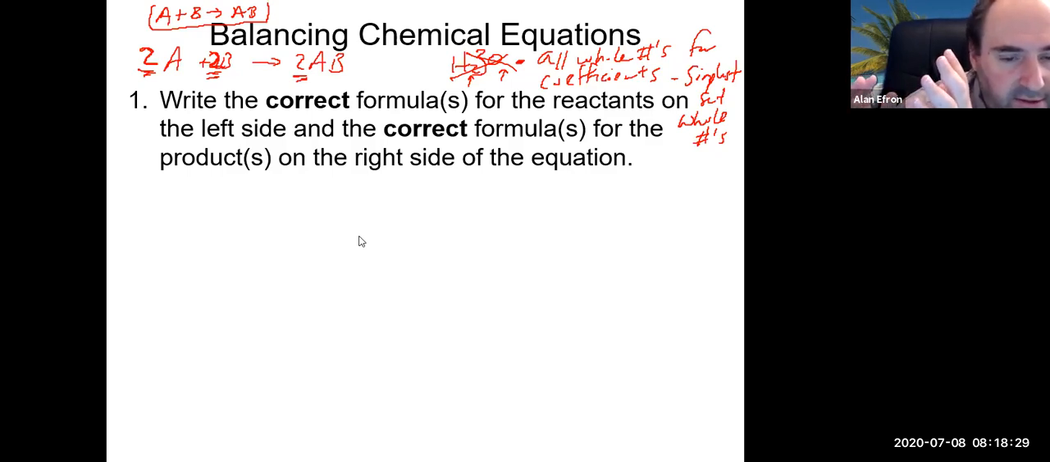So you want to make sure you do it in that order: correct formulas first, and then go back and balance. Don't try to do both of those things together, because that usually leads you to the wrong formula, and again, a situation where you'll be there all day trying to balance things.